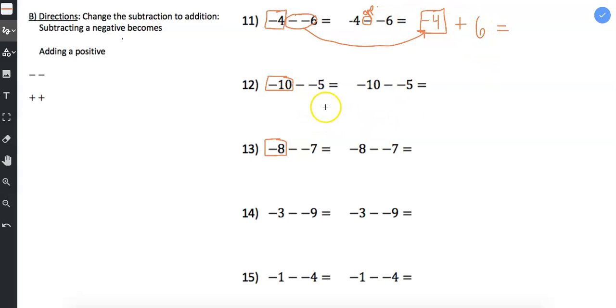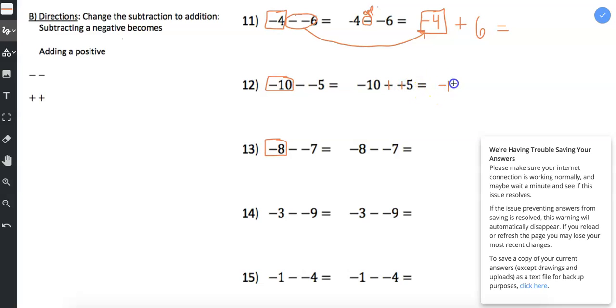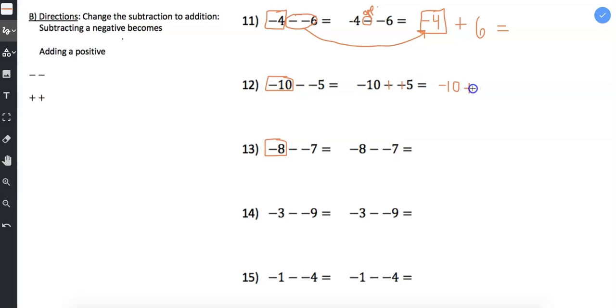All right, let's look at this next example. If it helps you, you can add, and then the opposite of -5 is +5, and then you can rewrite it. Remember, you're not coming up with an answer. We're not taking the time to come up with an answer. The whole point of this is to change subtraction to addition.